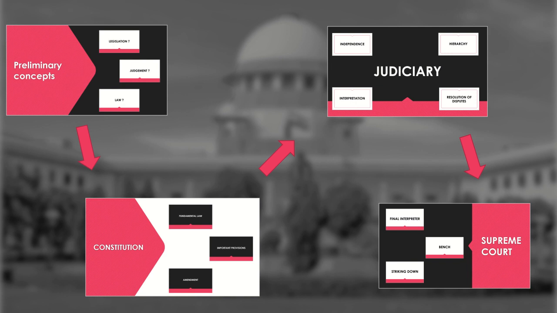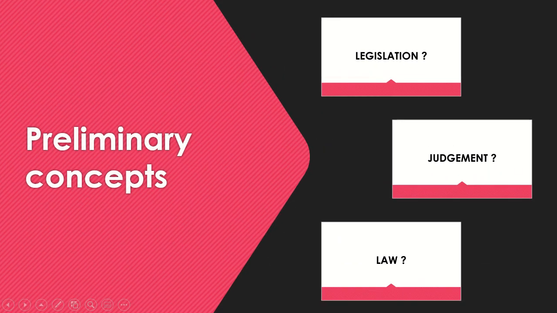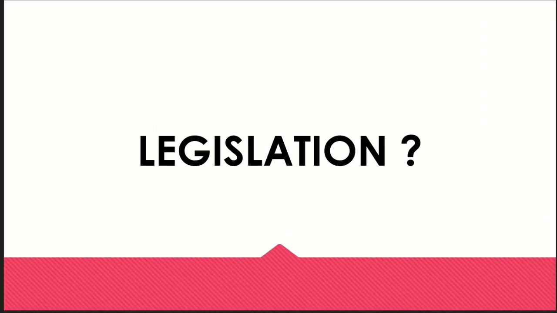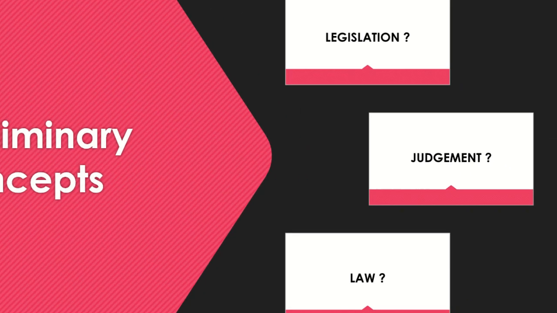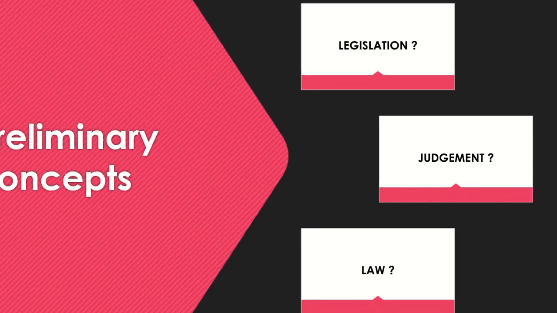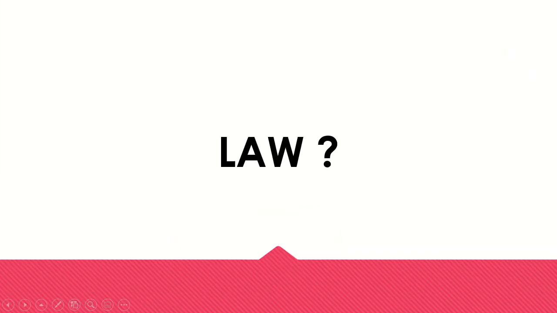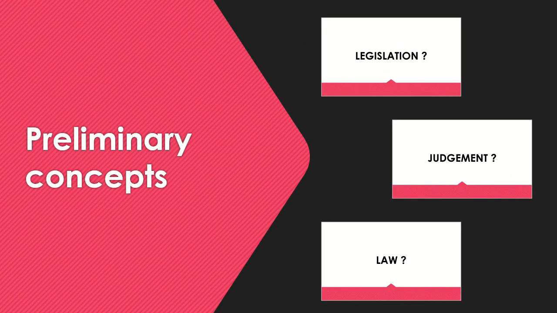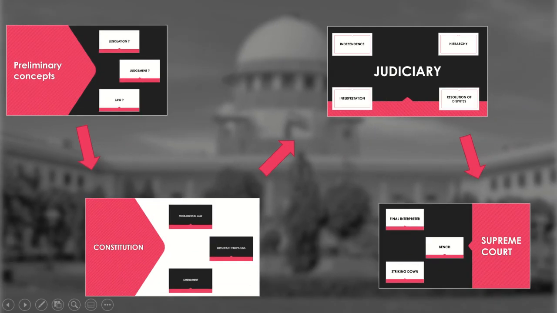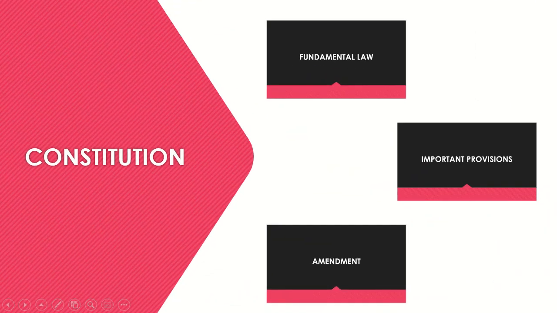Okay, let me give you an idea of what we will be seeing in today's lesson. All right, a brief outline of what we will be studying today. We will start off with a few preliminary concepts that we've already dealt with. We'll have a look at what a legislation is. Then we'll see what a judgment is. We'll go ahead and understand in some greater detail what a law is. Okay, once we're done with that, we go and have a look at the Constitution.